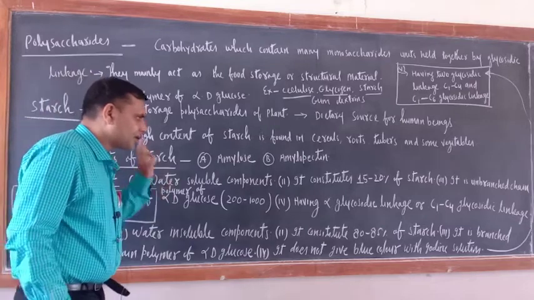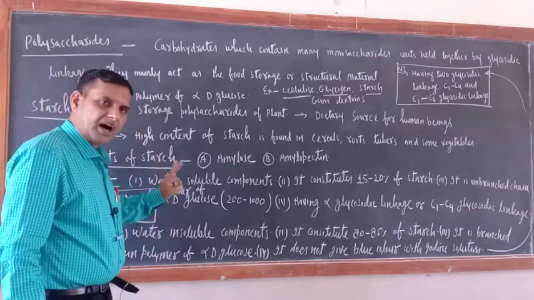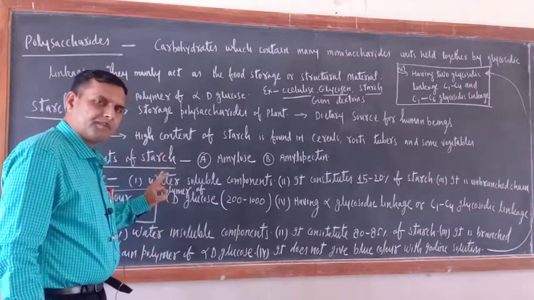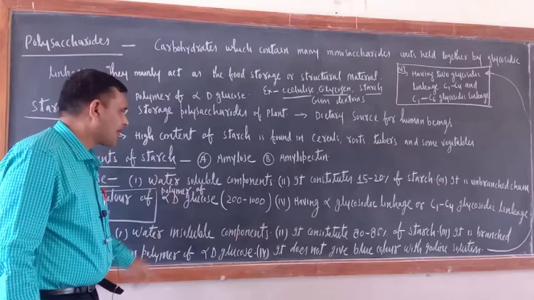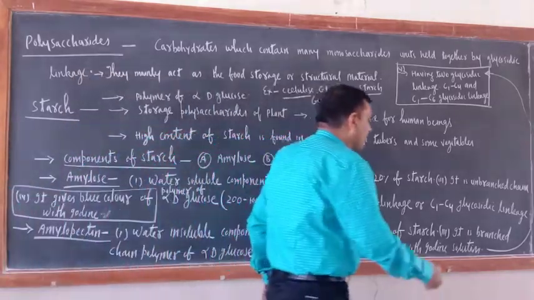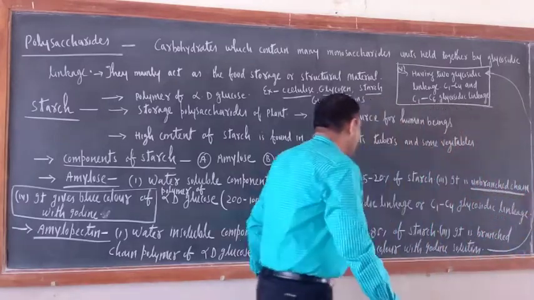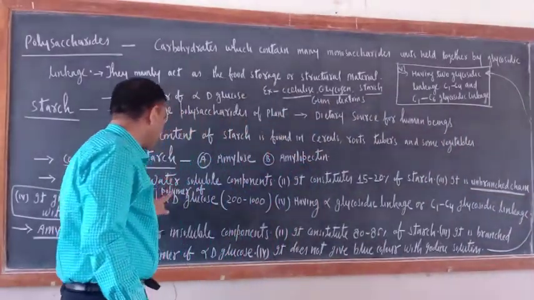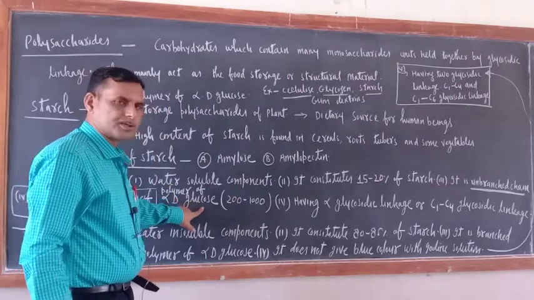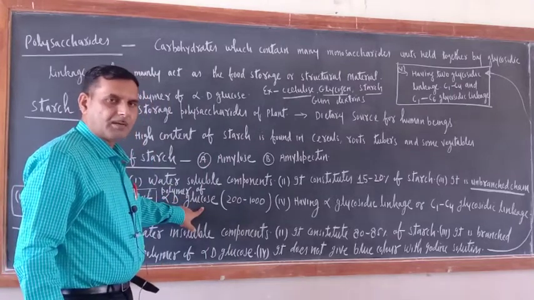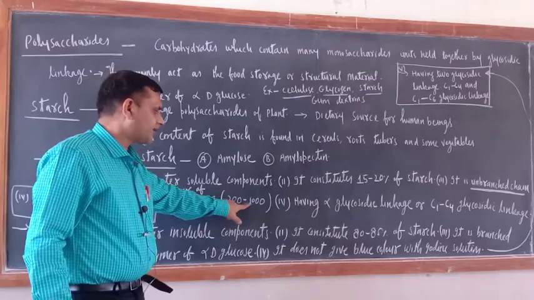And the most important thing is it is an unbranched chain polymer of alpha D glucose. It is unbranched, remember this. It is an unbranched chain polymer of alpha D glucose. And what would be the number of alpha D glucose units? 200 to 1000.